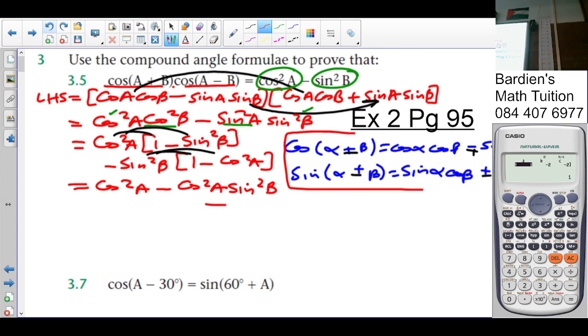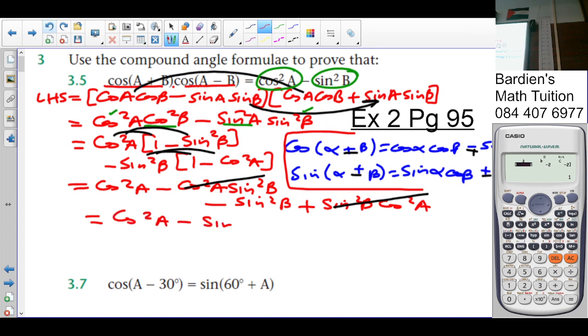Minus sine squared B plus sine squared B cos squared A. So what do we notice now? Negative cos squared A sine squared B plus sine squared B cos squared A, they are like terms, so they cancel. Not so? So what are we left with? Cos squared A minus sine squared B, which is equal to the right hand side.